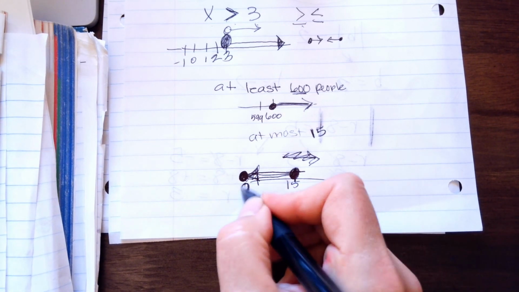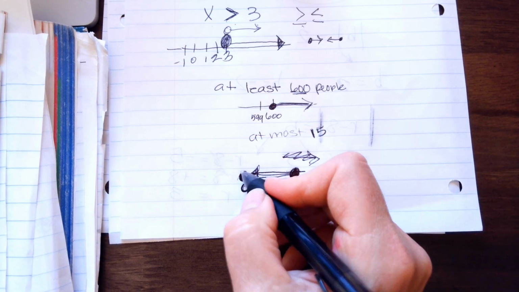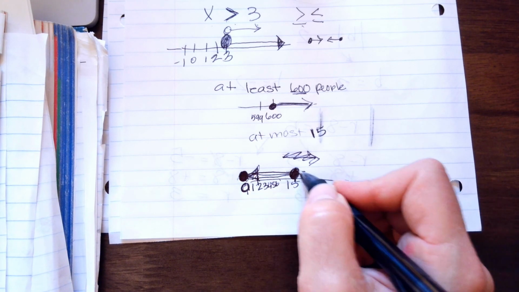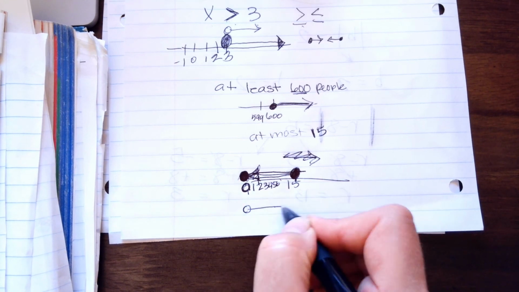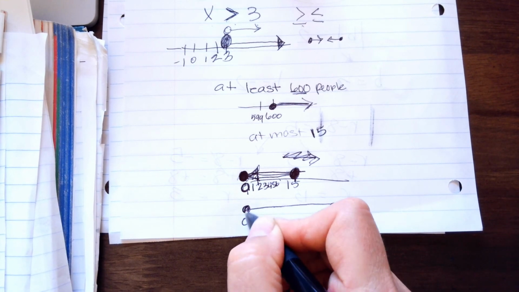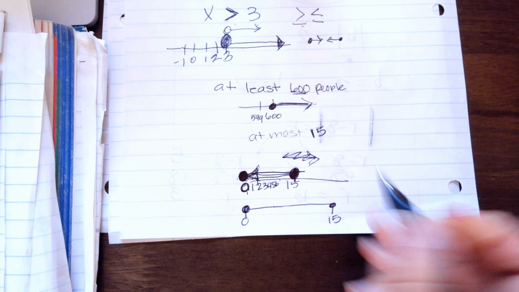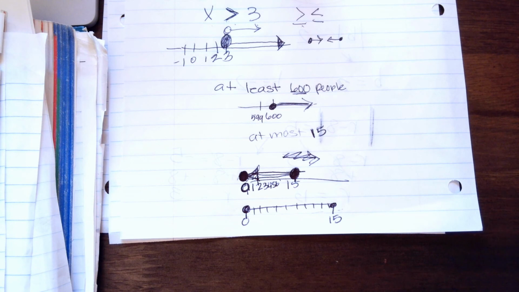So you're going to close it at 0, 1, 2, 3, 4, 5, 6, and you're going to go all the way to 15. And this is going to be the least amount that you could have, and this is going to be the most amount that you could have. So instead of having an arrow, it's just going to be like this. And 0 is going to be closed, and 15 is going to be closed, and then everything in between. These can all be a solution set. Does that make sense to you? Mm-hmm. Okay. Awesome.